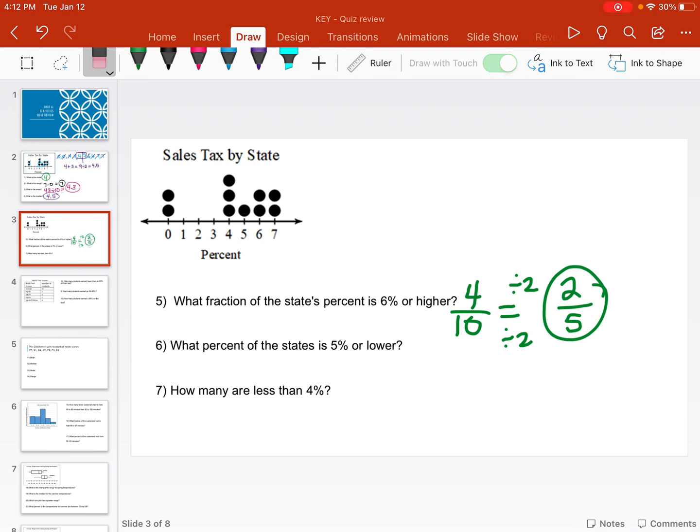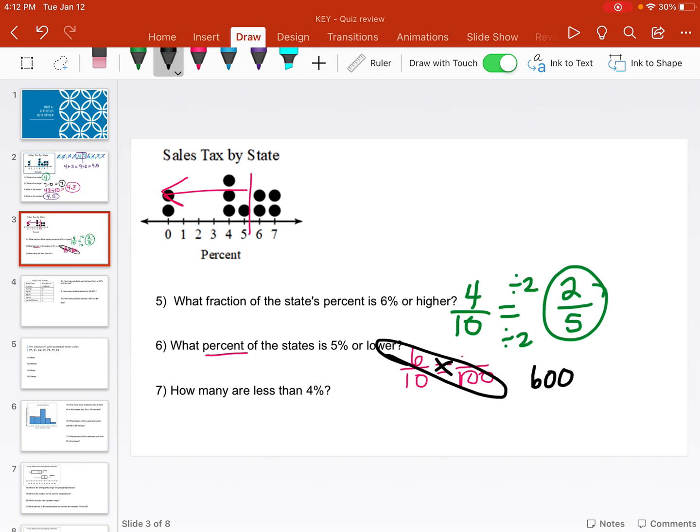Next, what percent of the state is 5% or lower? Okay, same idea. Here's 5% or lower. So 1, 2, 3, 4, 5, 6 out of 10. I start with the fraction, but it asked me to find a percent. So remember, we're going to set this up. 6 over 10 equals percent over 100. And then we always cross multiply. 6 times 100 is 600. And then divide by the leftover number. So divide by 10, which is 60. So 60% of the state is 5% or lower.